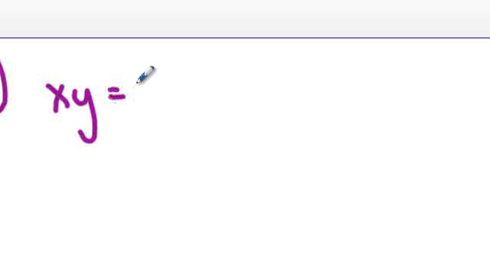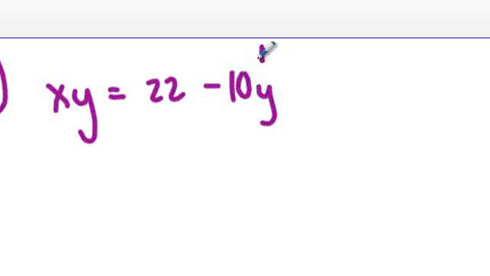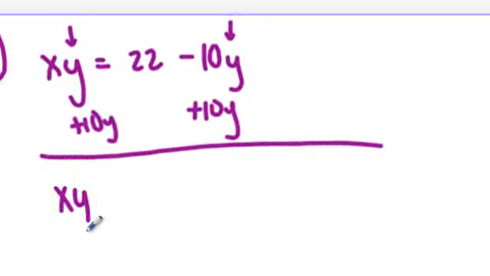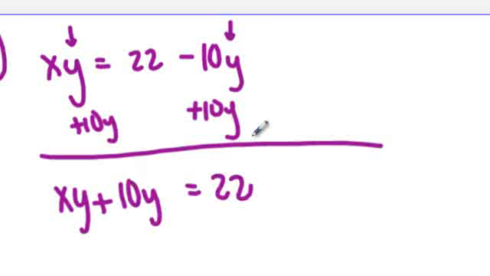The issue here is that instead of having a y that's easy to isolate, we actually have two y's. There's a y here and a y here. And so the first thing we want to do is try to find a way to get them on the same side of the equal sign. Let's start with that step. And so to do that, I think it'd be pretty easy to just add 10y to both sides. That's going to give me xy plus 10y equals 22 as those two cancel.